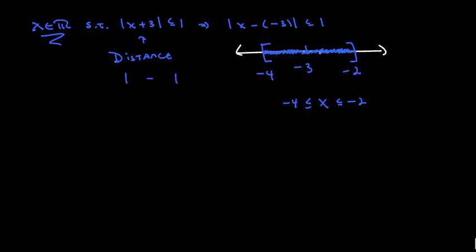In fact, if you pick any x in here, let's just try one. Let's grab maybe this one here at -2.5. If you plug that back into our original equation, you'd have the absolute value of -2.5 plus 3 is less than or equal to 1. Let's see if this works. Well, -2.5 plus 3 is 0.5. Absolute value of that. And sure enough, 0.5 is less than or equal to 1.